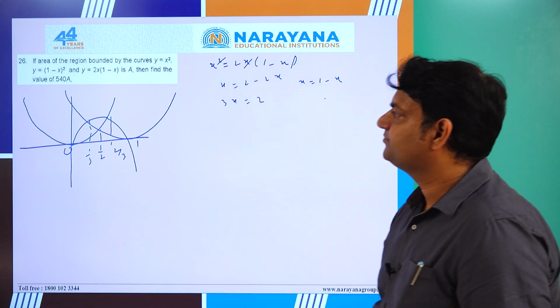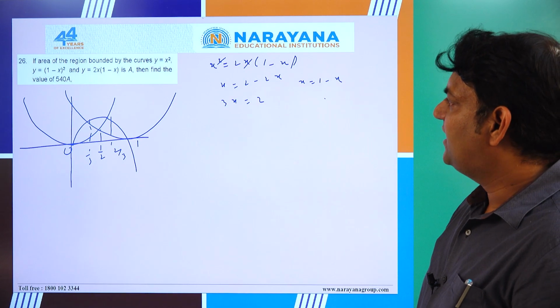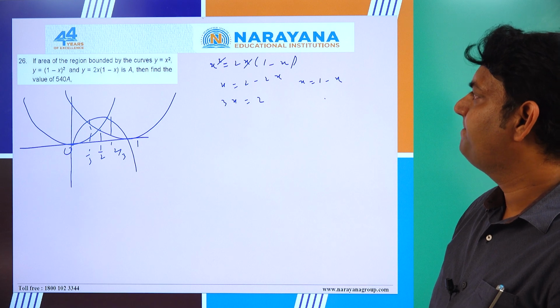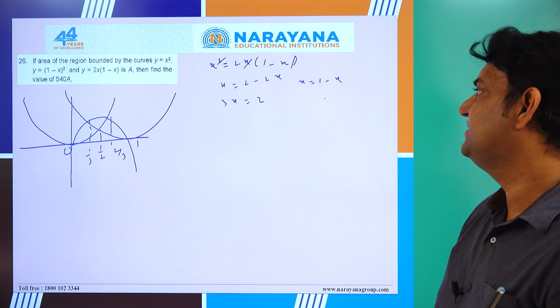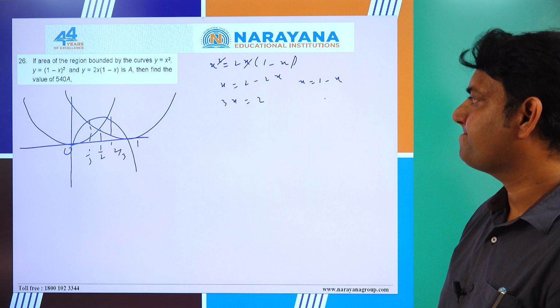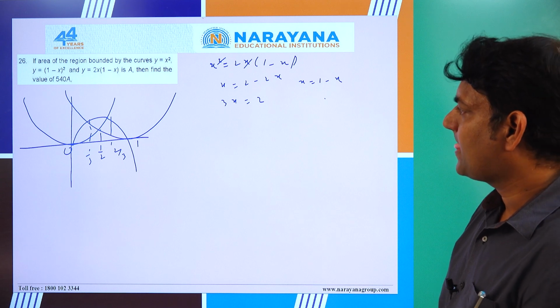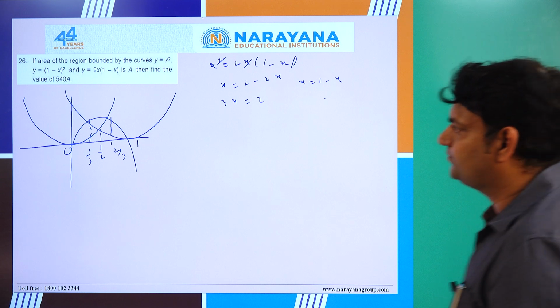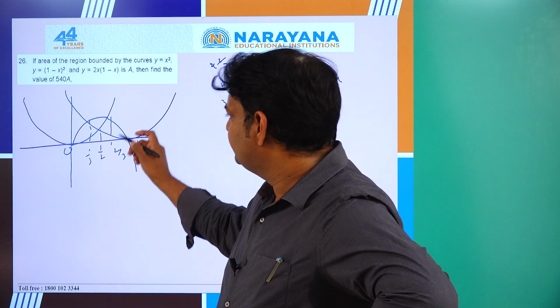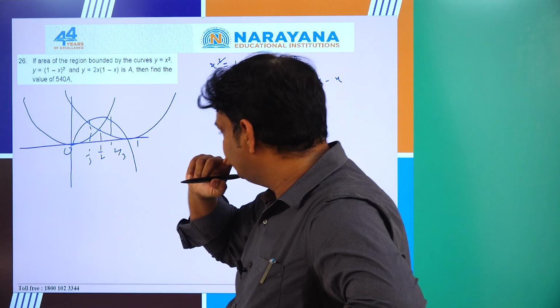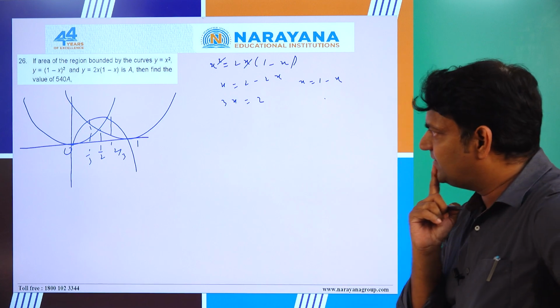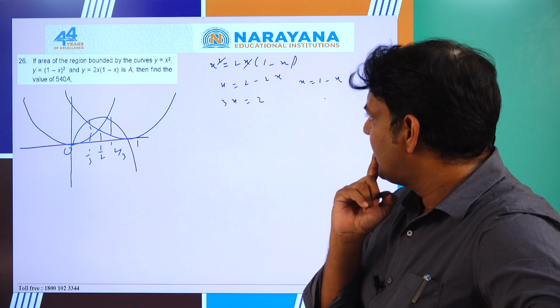You can check it. Now what he will ask you: the area bounded by this and this is A. These three curves together he mentioned. I think again there is some error in the problem.